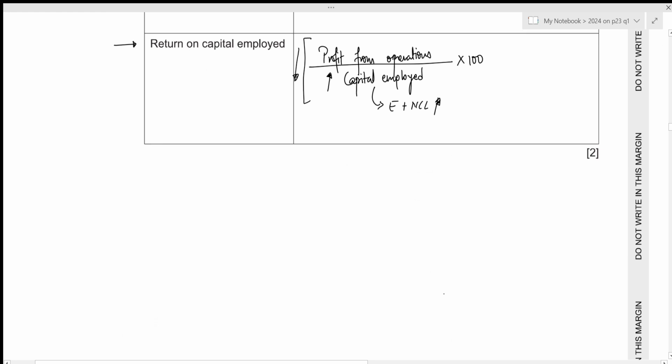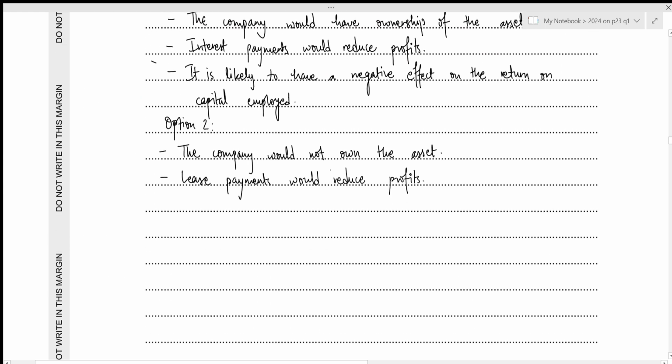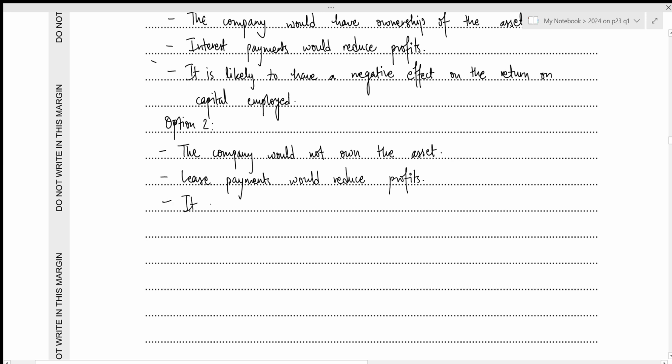Now, due to the reduction in the profit, if the profit for the year is decreasing, then the overall ratio will also decrease unless we are able to generate a higher revenue. Let's write that down as well. It may have a negative effect on profit margin unless significant increase in revenue.